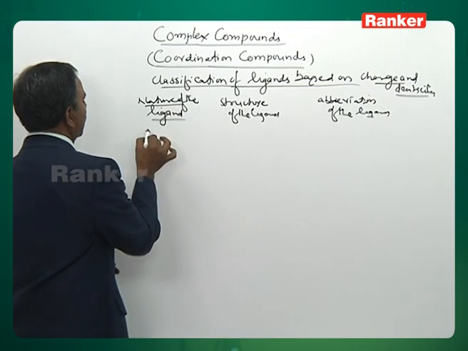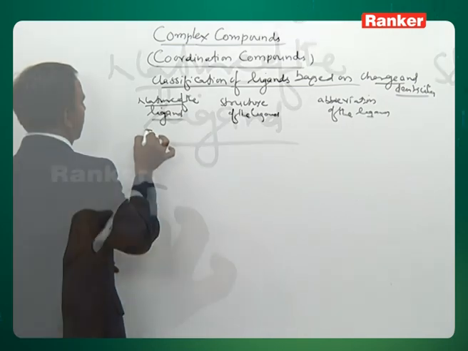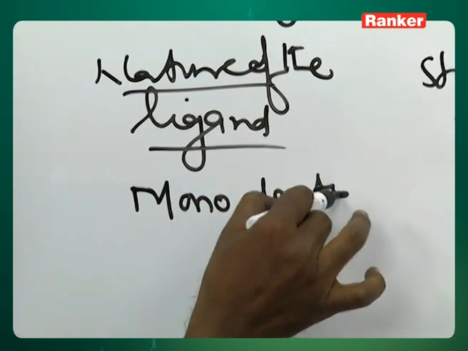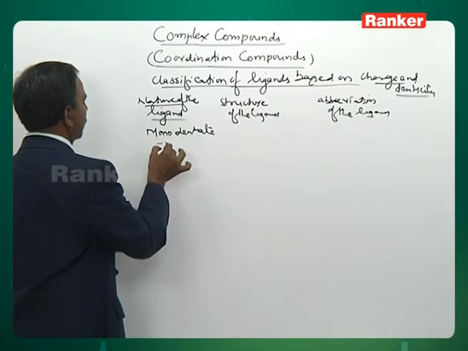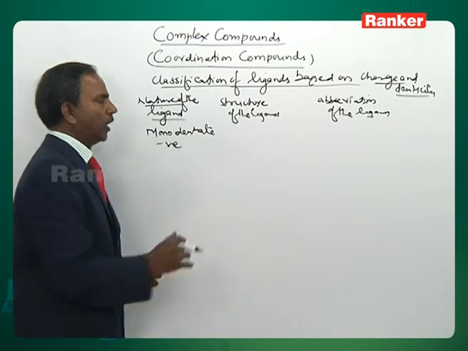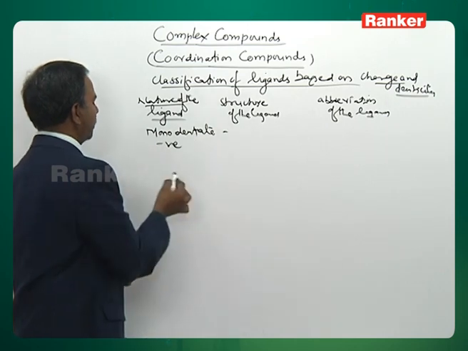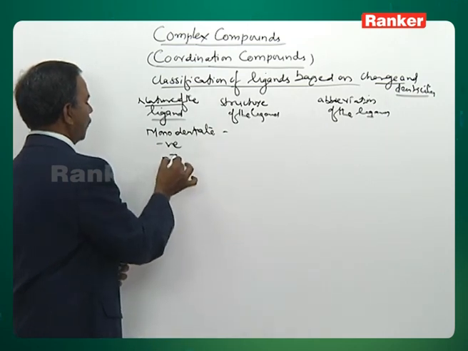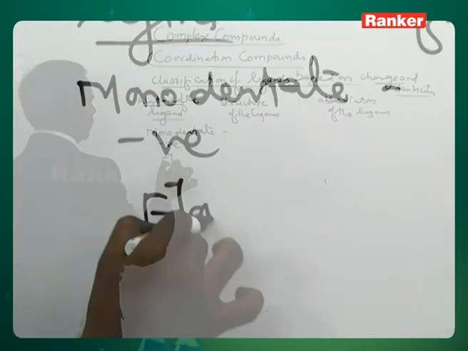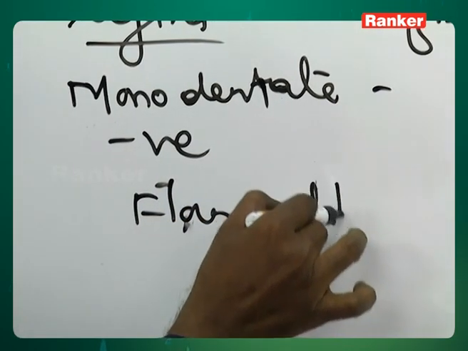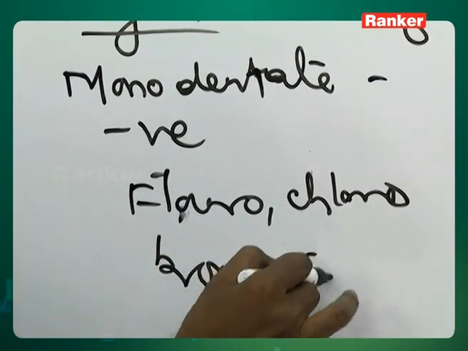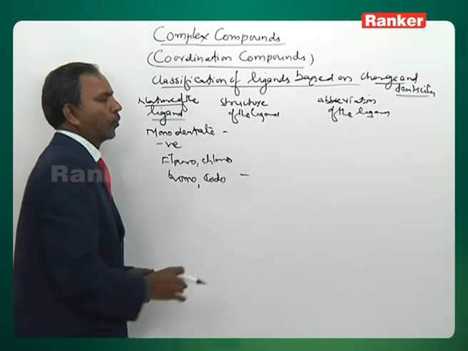Now let us consider the first one: monodentate negative ligands. It is very simple. Let me say it is fluoro, chloro, bromo, iodo. Let us write the first one, fluoro, chloro, bromo, iodo.